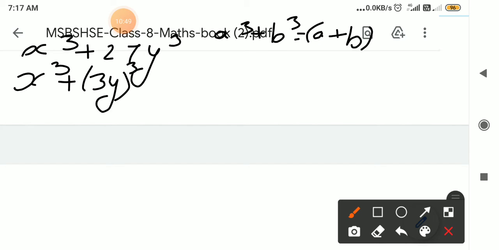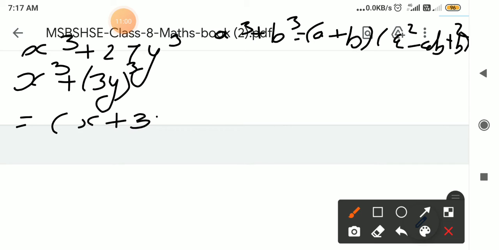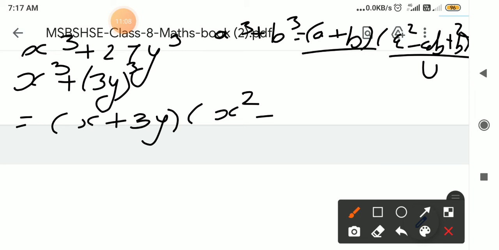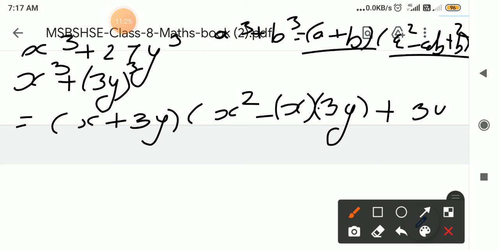is equal to (a plus b)(a square minus ab plus b square). So a plus b means the addition of these two terms, so here comes x plus 3y. This was over. Now in the second bracket, first term square means x square, minus both terms' multiplication, a into b, so here x into 3y, and then plus b square means (3y) square. The next step is just solving.